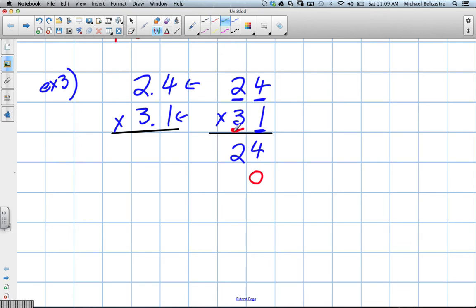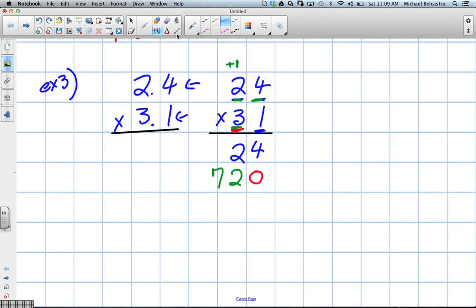Okay? So I have 3 times 4, which will give us what? 12. So I write 2 and then I carry the 1 up here. And then I get 3 times 2, which will give us 6. And then we have to add the 1, so we get 7.